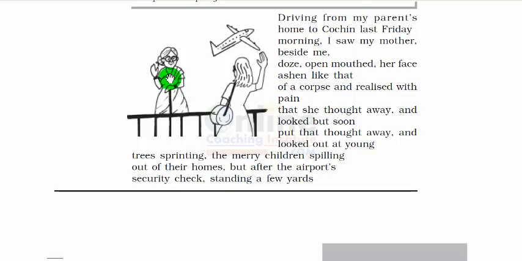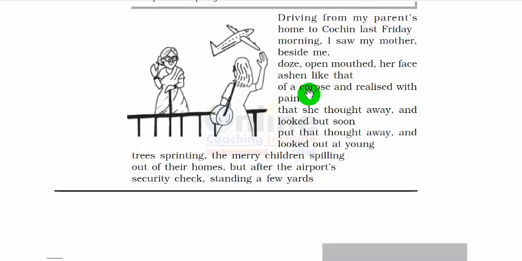She compares her with a corpse. Students, what does corpse mean? Yes, a dead body. So here is the simile: I saw my mother beside me, doze, open mouth, her face ashen like that of a corpse. Here she compares her mother with a corpse, a dead body. So why does the daughter compare her mother with a dead body?